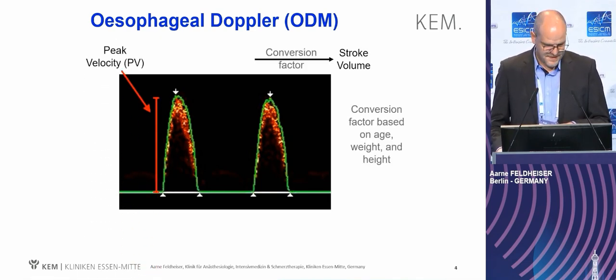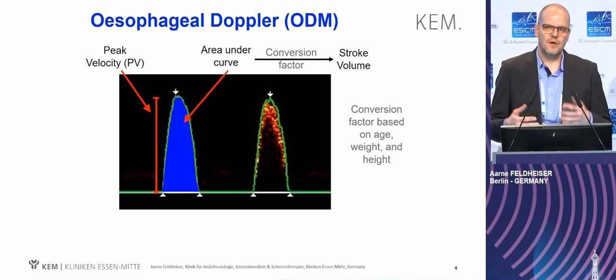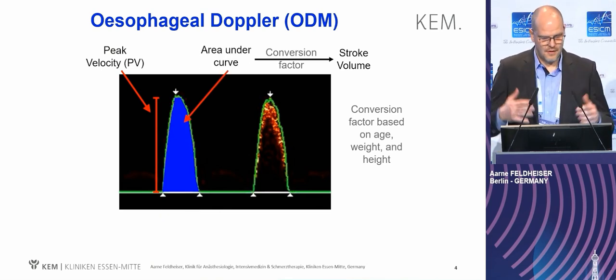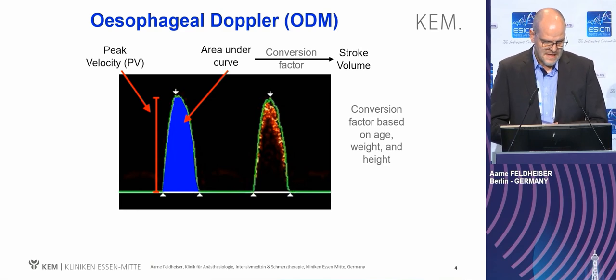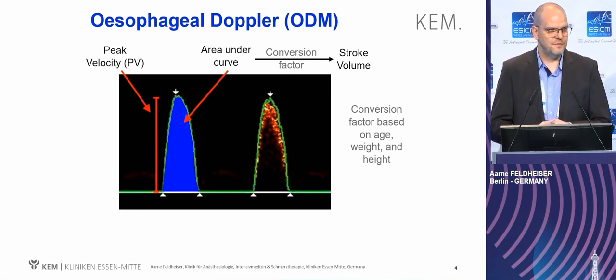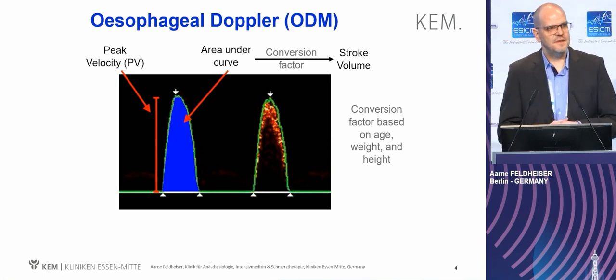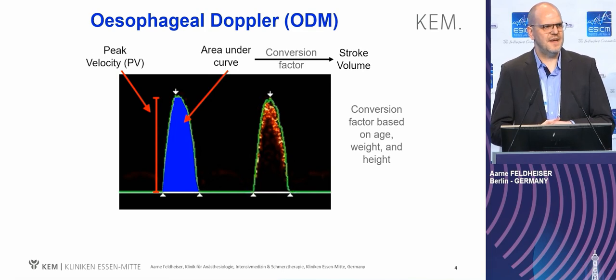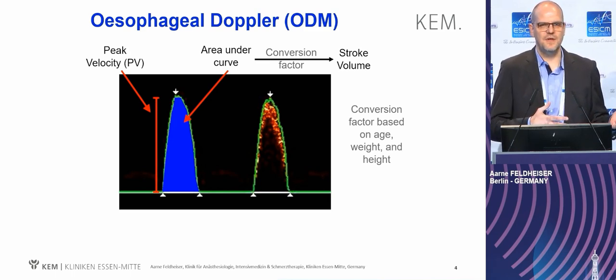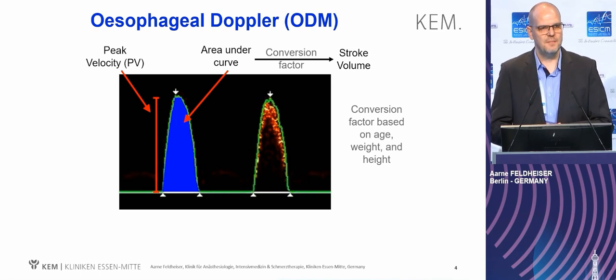How do we do that? They draw a curve covering the flow, and then they determine the area under the curve, and they have a conversion factor in these ODM monitoring devices. The problem is this conversion factor might not be associated with the individual aortic dimensions, but on the other side, this offers us a possibility that we don't have to add additional measurements.